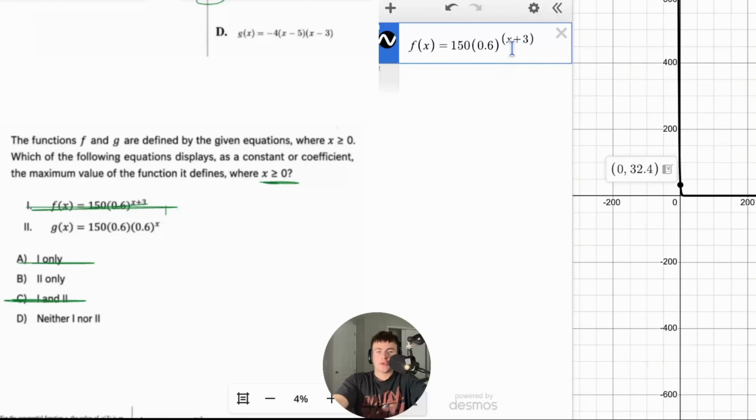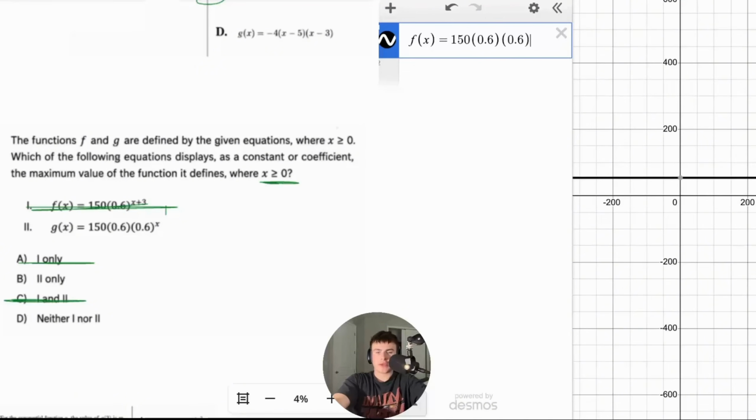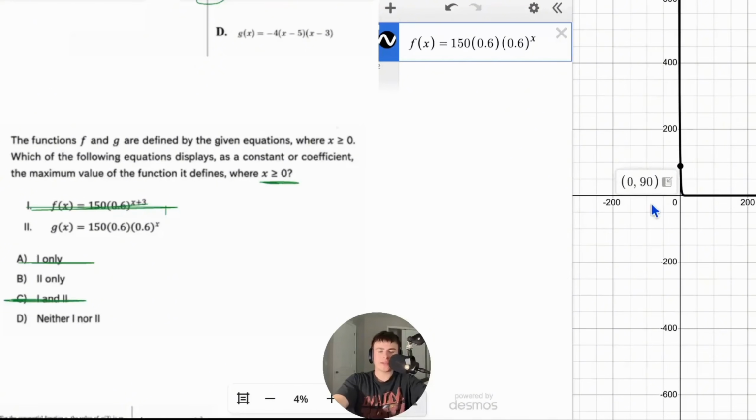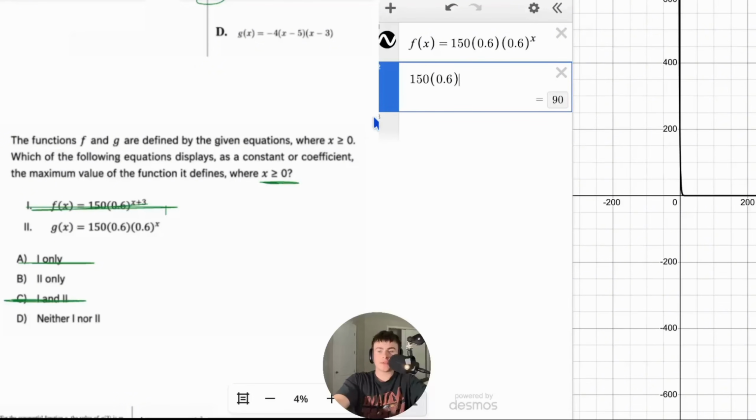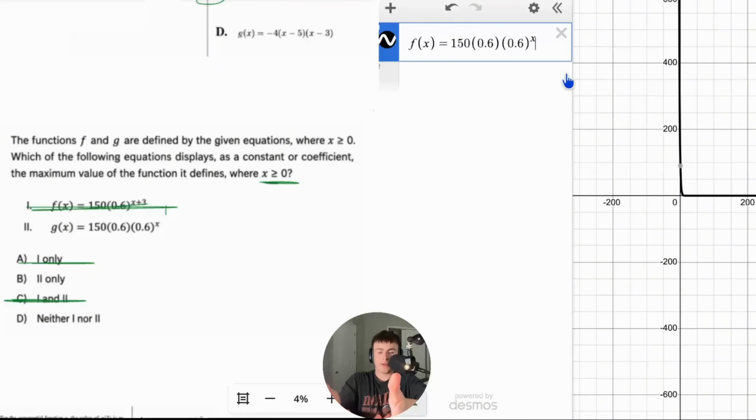Now g of x. G of x is 150 times 0.6 to the x power. What's the max here? It's 90. Do you see 90 anywhere? No. Now, a mistake everyone makes here is they do 150 times 0.6 and say, oh, this is 90, this is the maximum. You don't do that. You have no math. Just look at it. Is the number in it? No, it's not displayed. You have to actually do manual work to find the number. That's not displaying it. That's just doing math, right? So is it displaying the number? No, then it's not displayed. So neither are correct. So neither 1 nor 2.